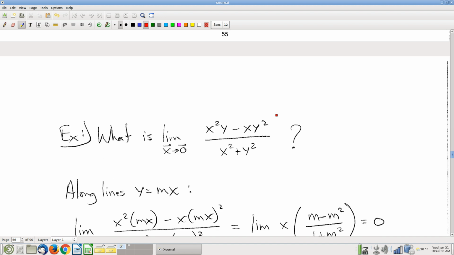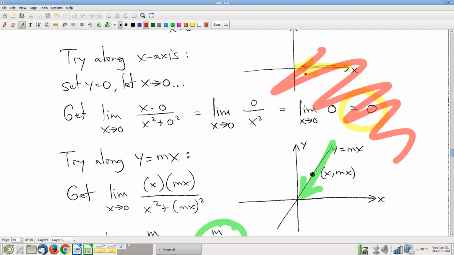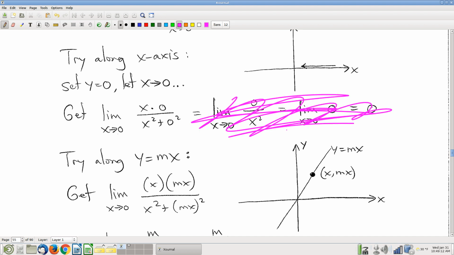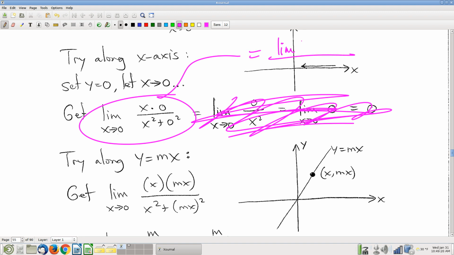No, I've got ahead of myself. I wanted to come back and talk about this single variable limit up here. Another thing that students do wrong sometimes. A lot of students will write down equals the fraction: limit of x times 0 over limit of x squared plus 0 squared. And individually, both of those limits are indeed 0.